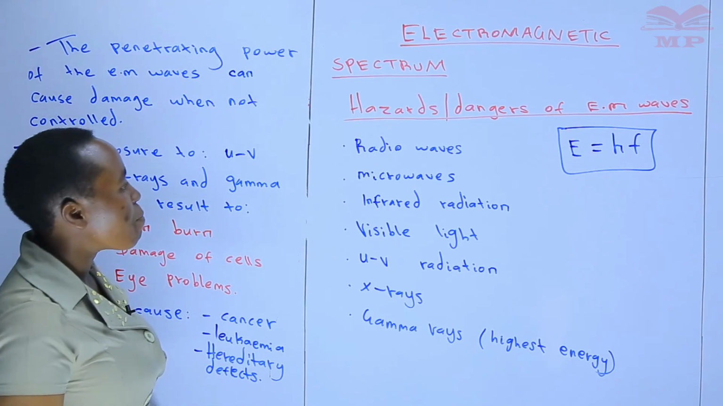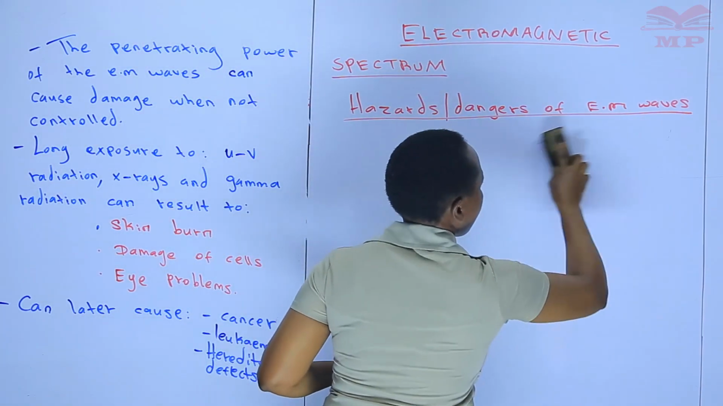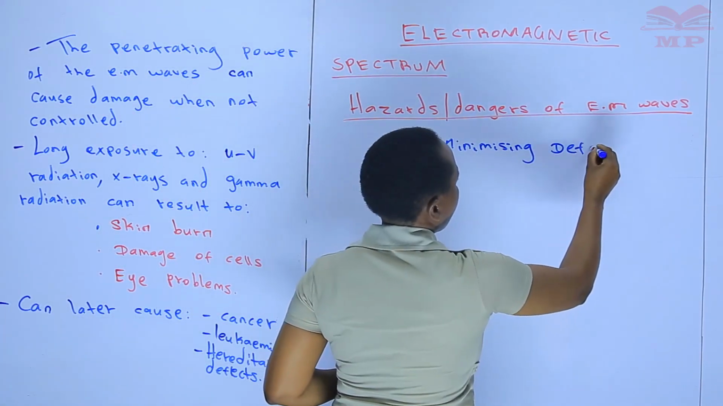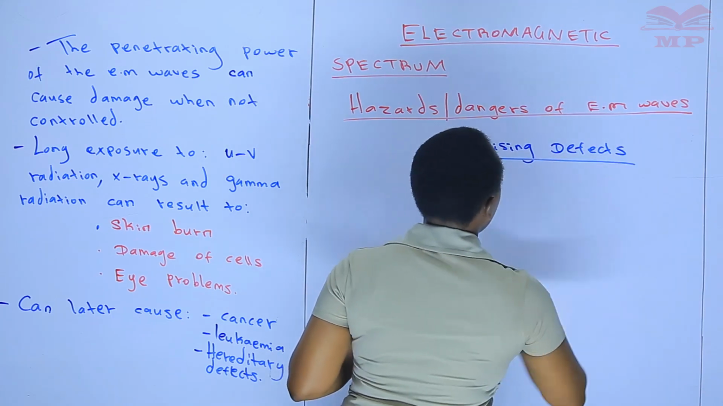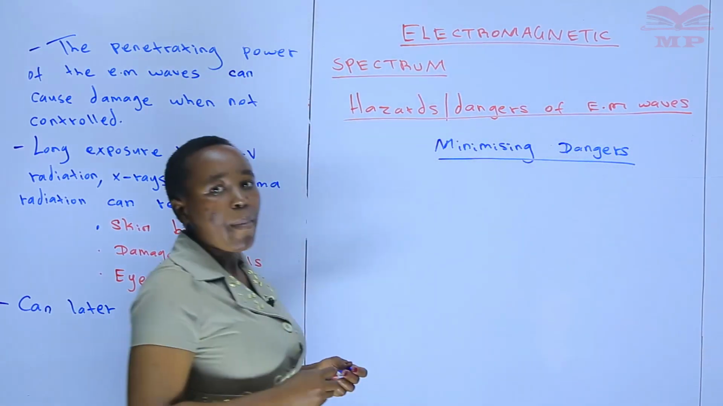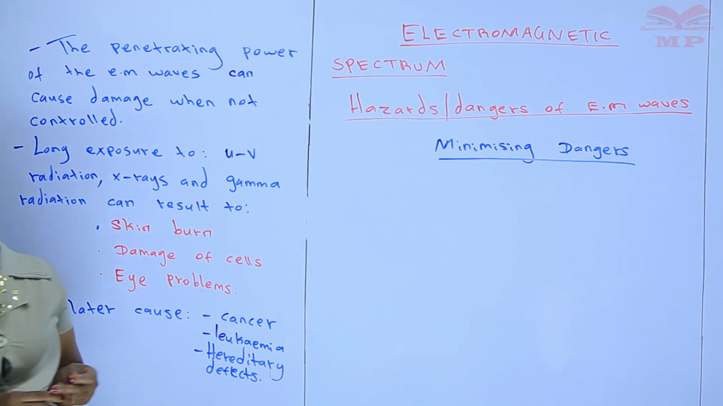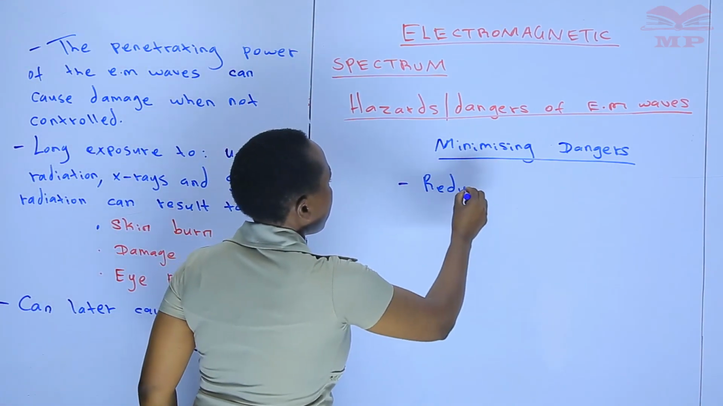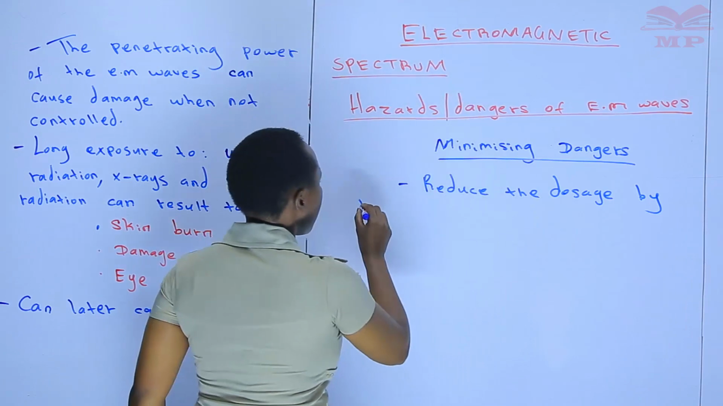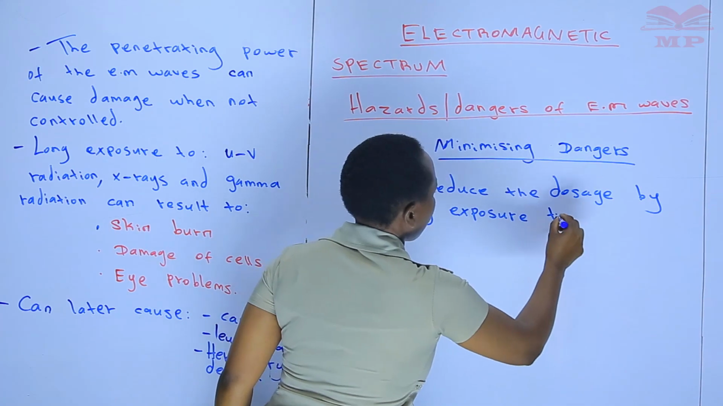Now, how can we minimize these defects? So we need to know how to minimize these dangers. I've mentioned a few. I've said that one of the ways in which we can minimize is to reduce the dosage by reducing the exposure time.